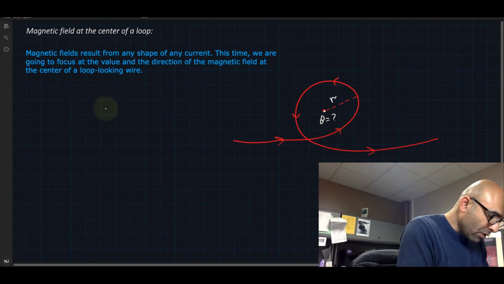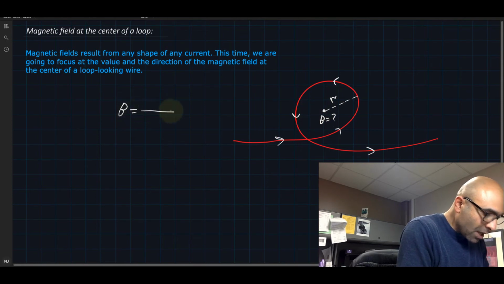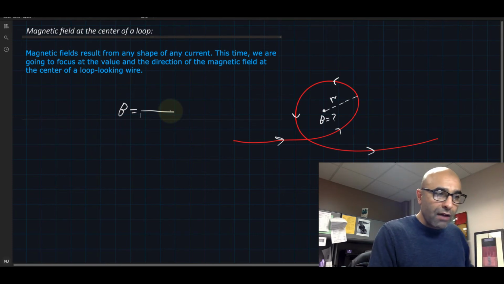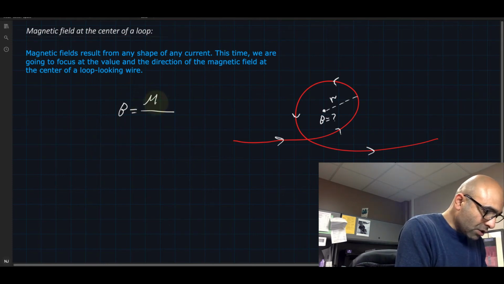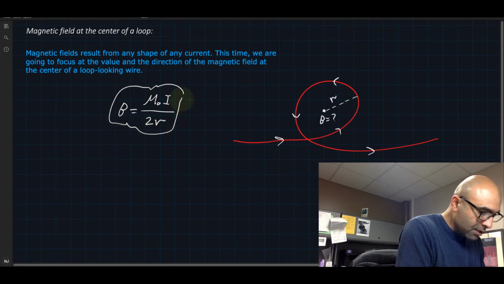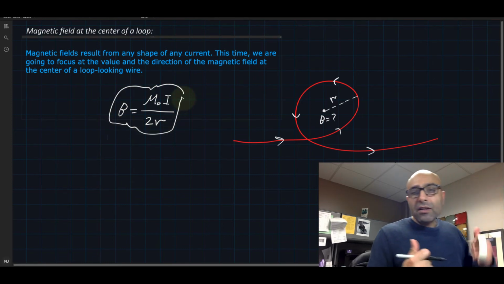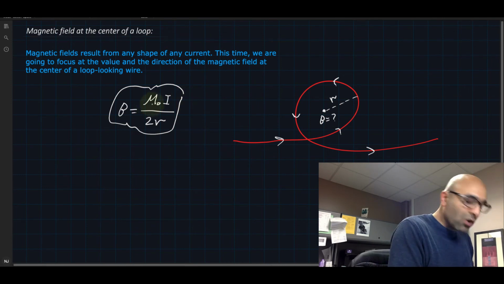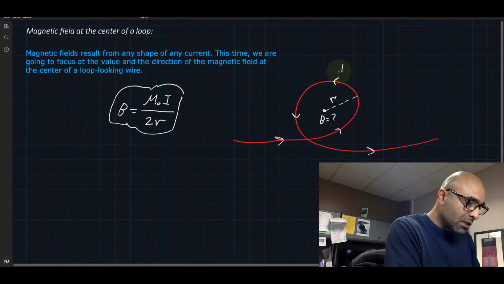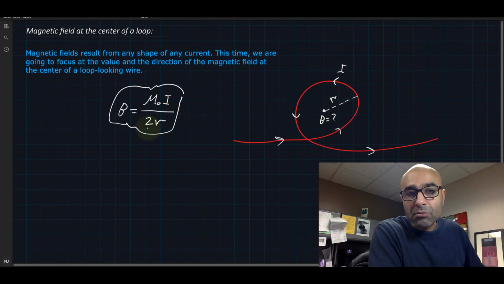Now for the value of the magnetic field here, we can use some calculus to derive it, but we're not going to do that. It is going to be mu naught times I over 2R. So that's the value. Now we found the direction, we found the value. Mu naught is the permeability, 4 pi times 10 to the minus 7. I is the current. R is the radius, and 2 is just a number.